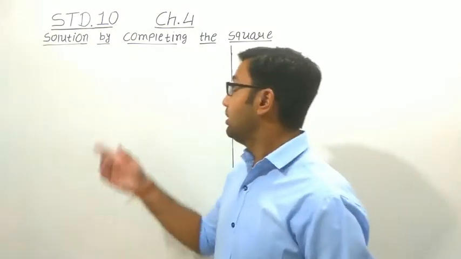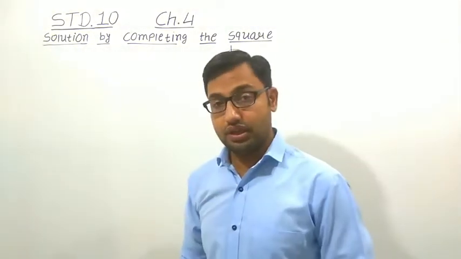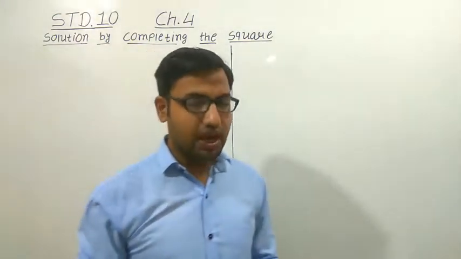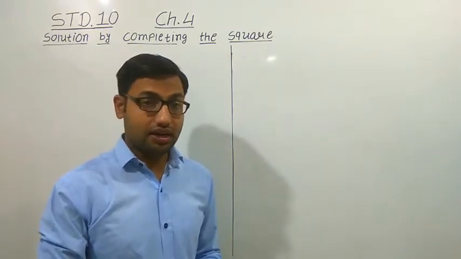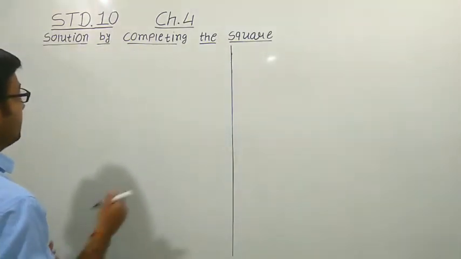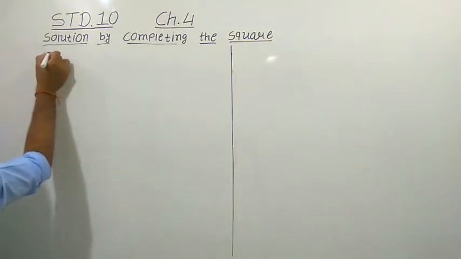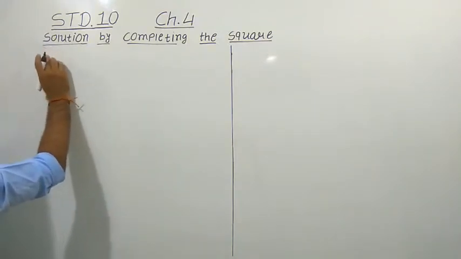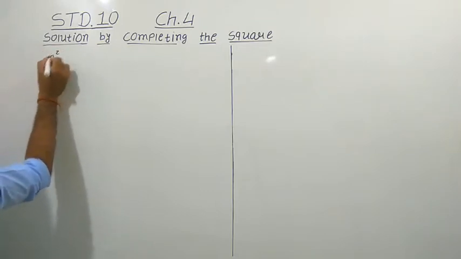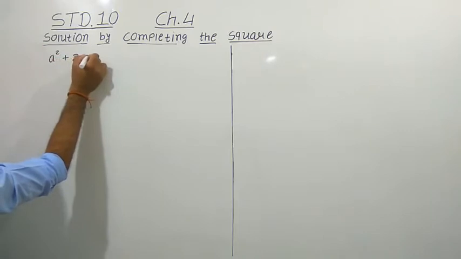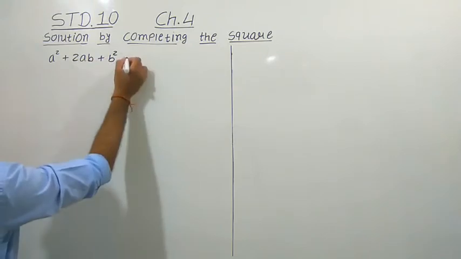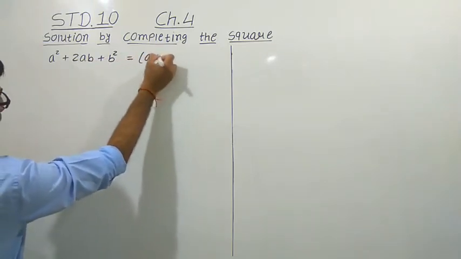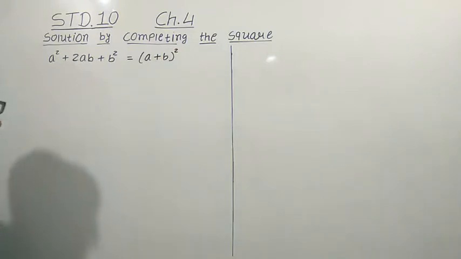Now what is the meaning of this completing the square? See, we have studied some of the identities in standard 8. We also have studied further about the identities in standard 9. So, one of the identities we have is that if we have a square plus 2ab plus b square, these three terms, we can write it as (a plus b) whole square. Right? This is one of the identities that we have studied.